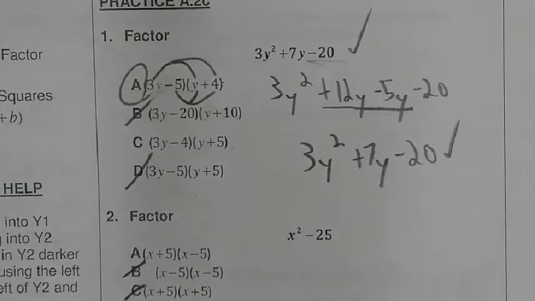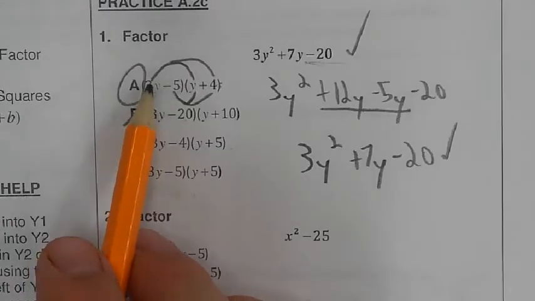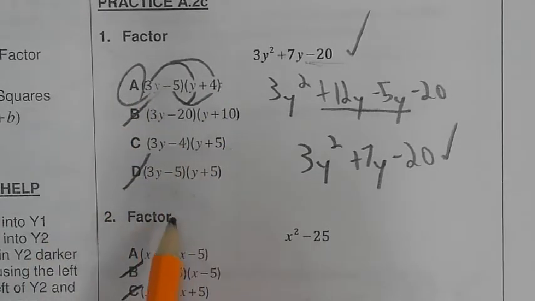I've already gone over a few of these with some students in here, but we'll still talk about it. What you do for 1 and 2 is you're just factoring. So the easiest way is to just go ahead and do the FOIL method on each one of these until you see which one works.